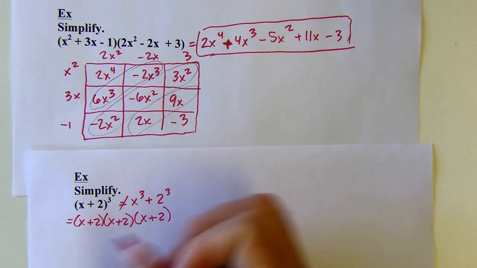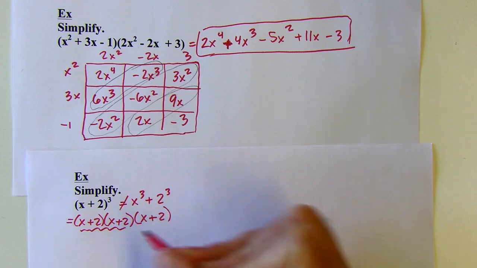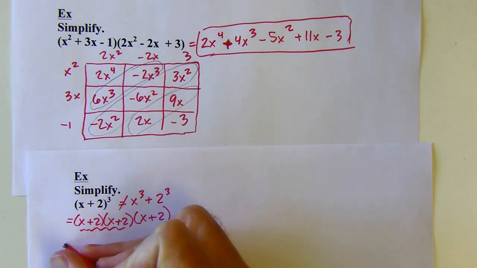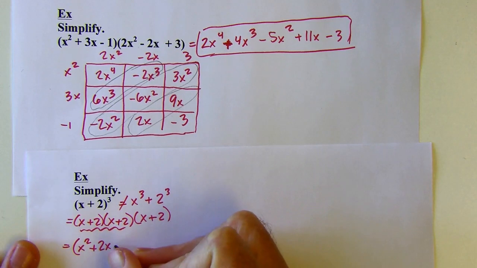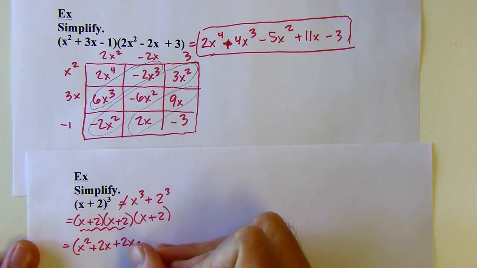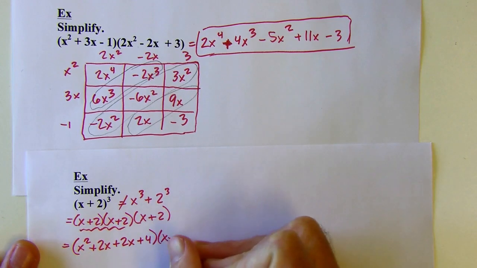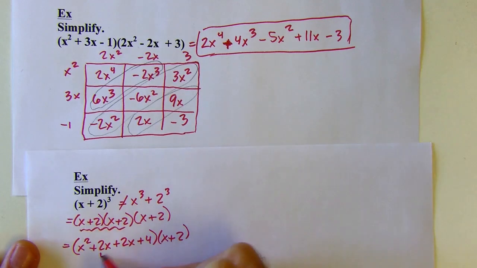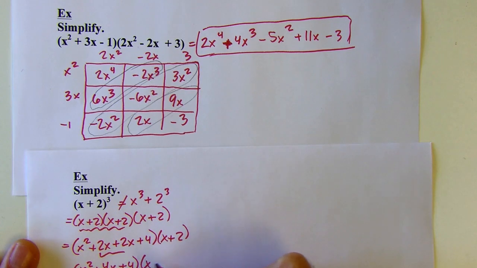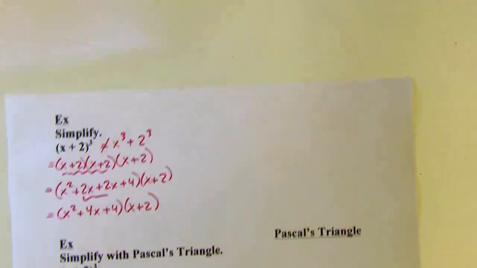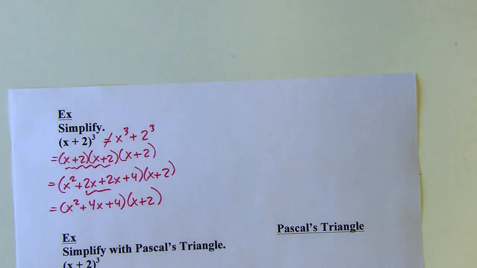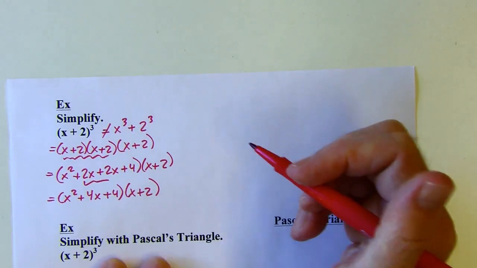So what you'd want to do is think of it like this and then multiply those two bits first. So I'll FOIL that. So first is x squared, outer is 2x, inner is 2x, and last is 4. Okay, and I'll simplify a little bit there. Oops, I'm off screen a little bit. Okay, so I've got it down to this, and now I would want to use the multiplication chart method.